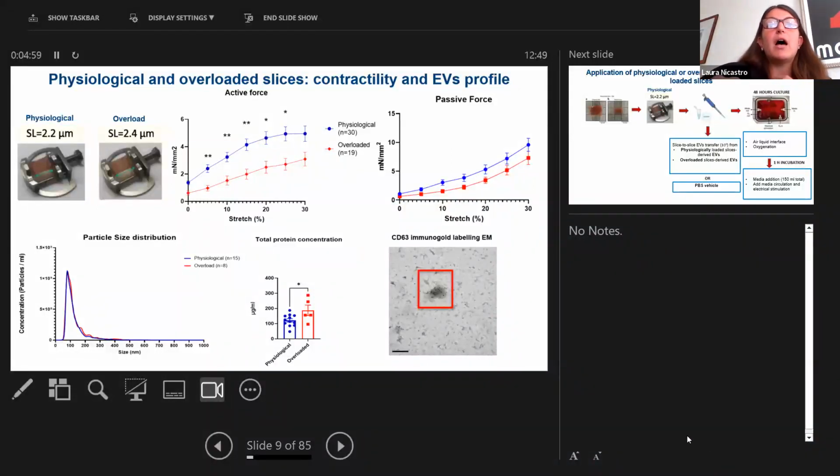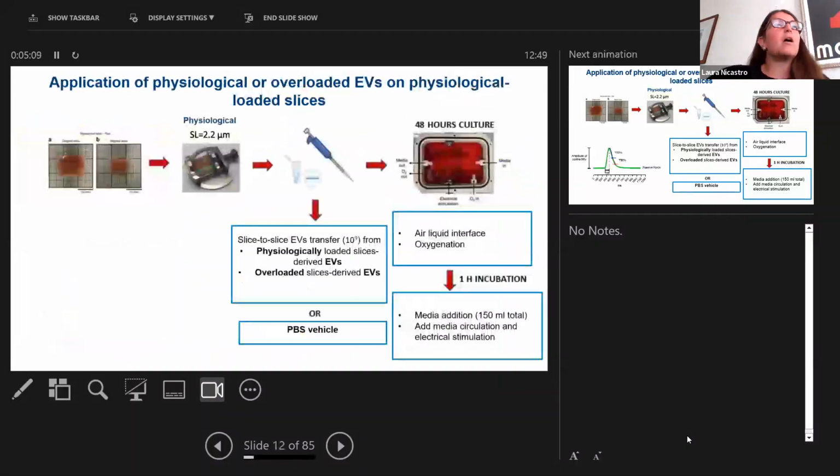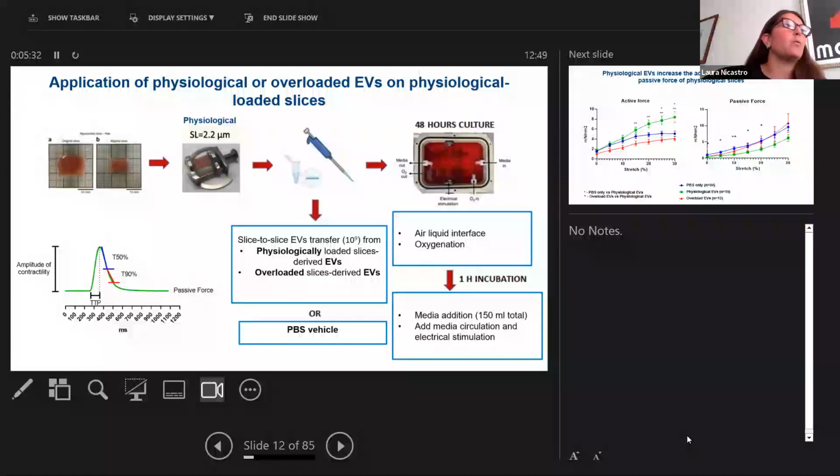And here we just have a characterization with the electron microscopy of EVs from physiological slices labeled with the CD63 tetraspanin. What we did after was that we applied both physiological and overloaded extracellular vesicles on top of physiological slices, just to see how they act on the function of the slices. And we cultured again for 48 hours in the same biomimetic culture. And what we measured is, again, the contractile parameters.